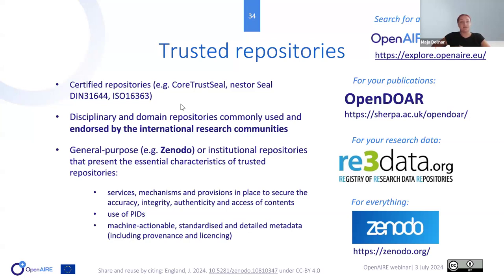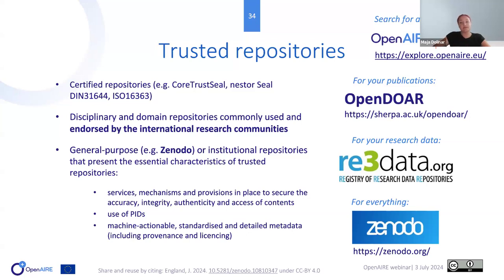The third type is general purpose repositories or even institutional repositories. They don't have official certification, but they can present essential characteristics of trusted repositories, for example, security provisions, and services that create machine-actionable data. They commit to long-term preservation of data, which is the most important thing, and so on.